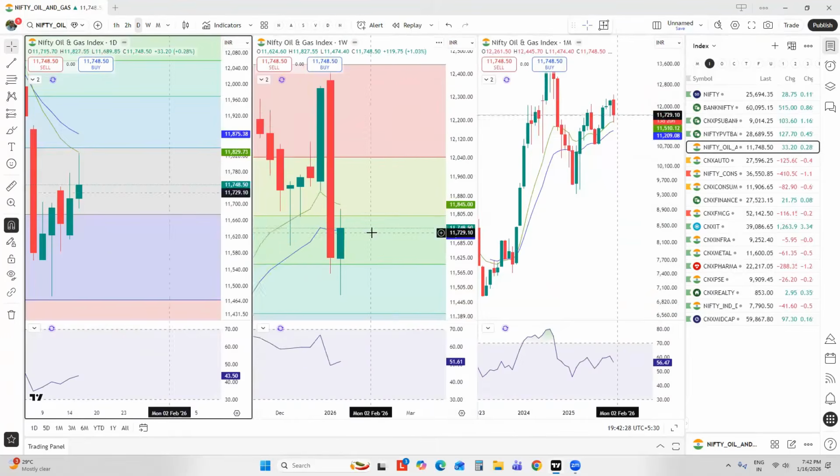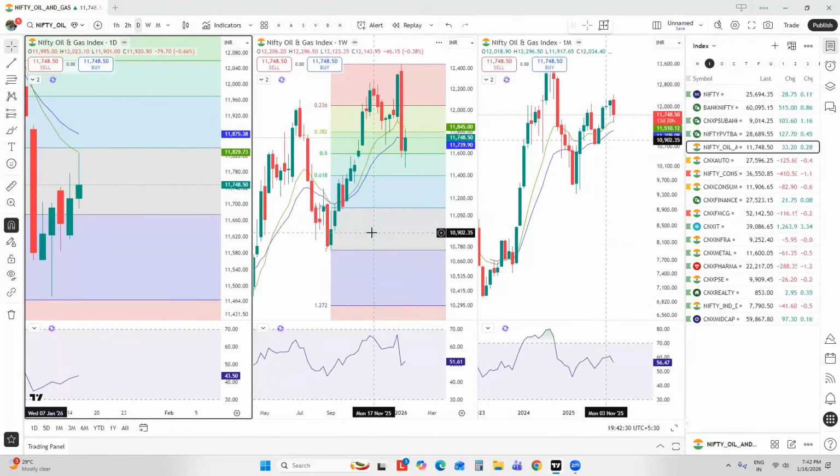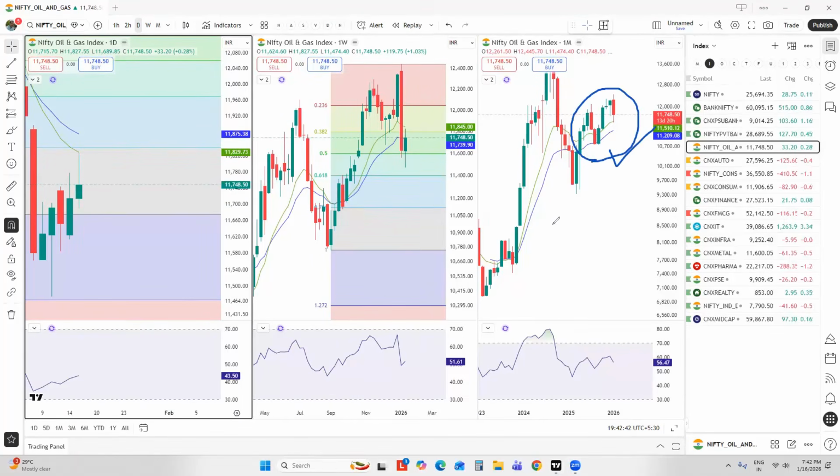Now, in the oil and gas space, I would suggest that in all the three time frames, which is the daily, weekly, and the far right, which is monthly, according to me, the monthly time frame chart is the one which is looking much better in comparison to the weekly and the daily. The trend and momentum both are positive in the monthly.